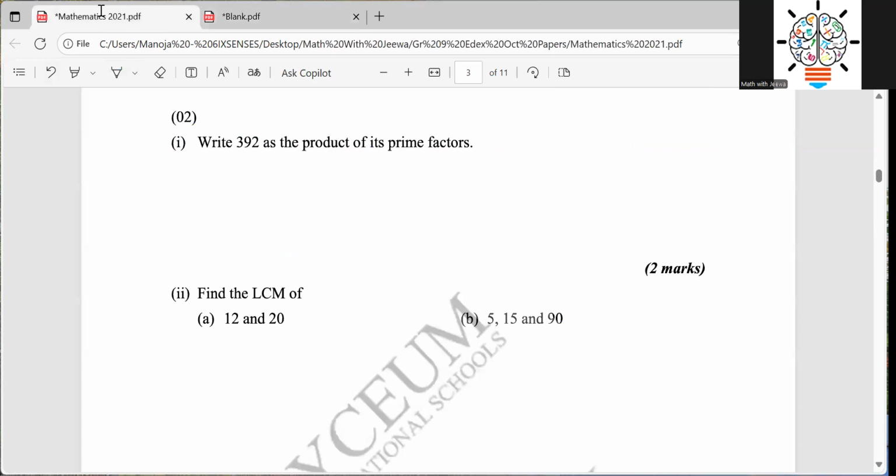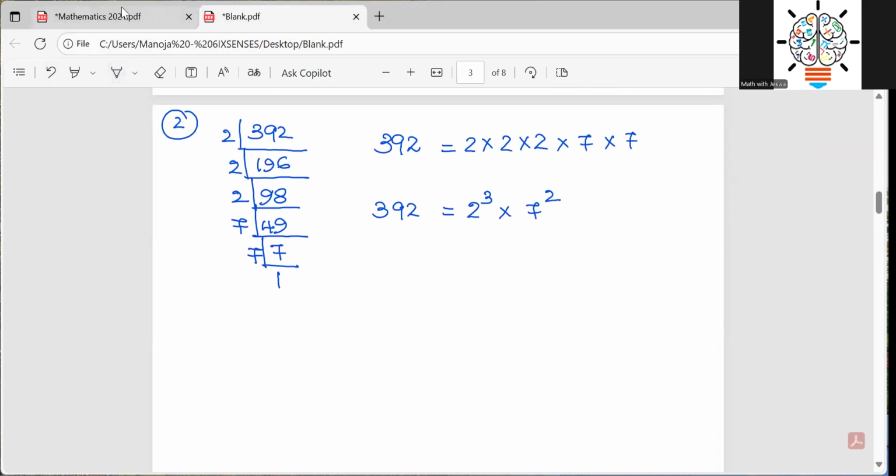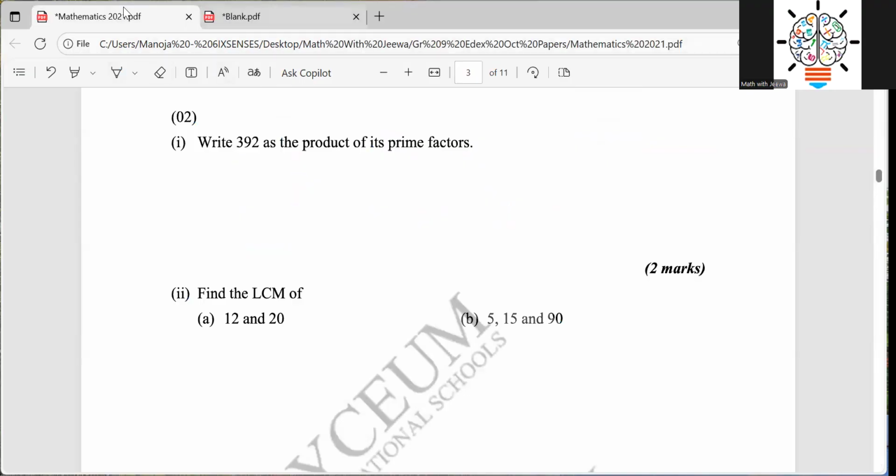And the next question, it says you want to find the LCM of 12 and 20. So these questions are very easy, children. So this is Roman number 1.